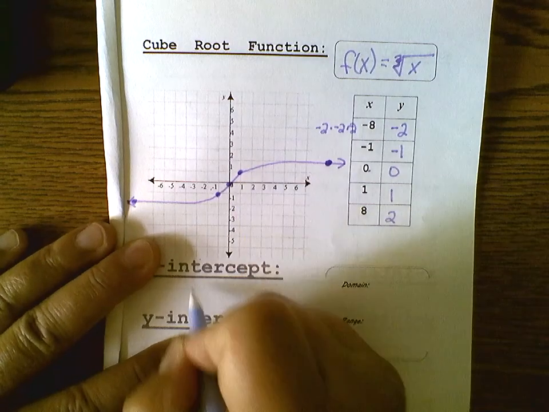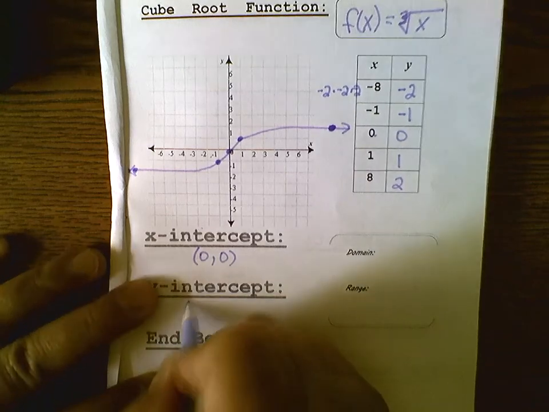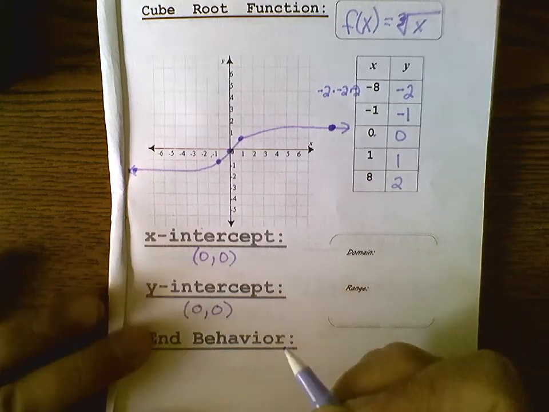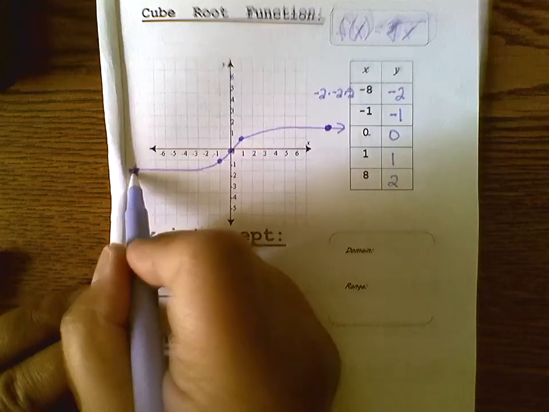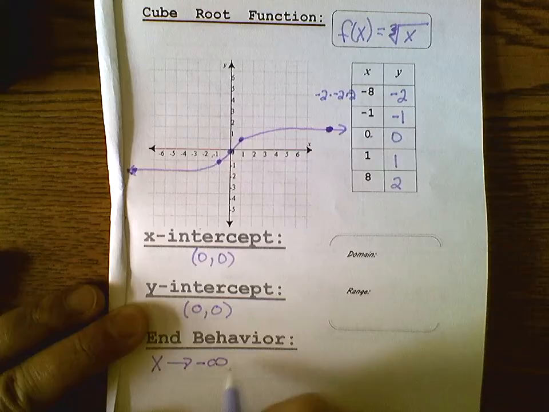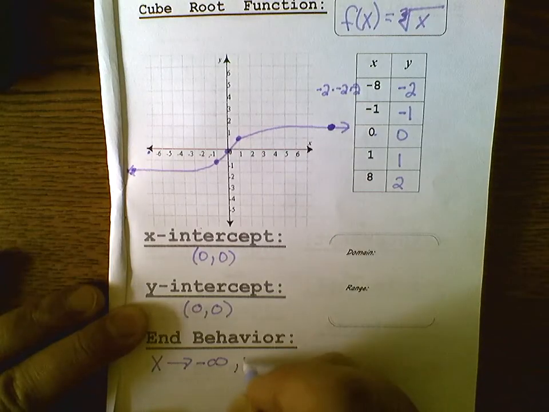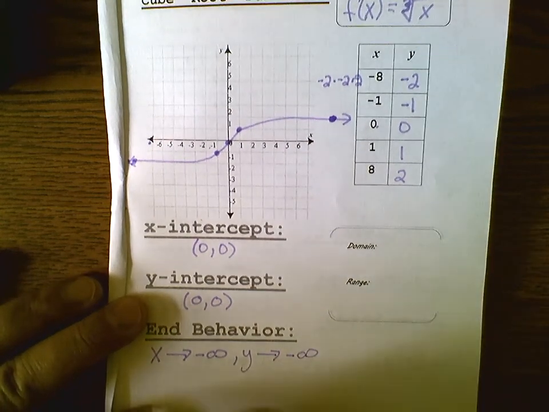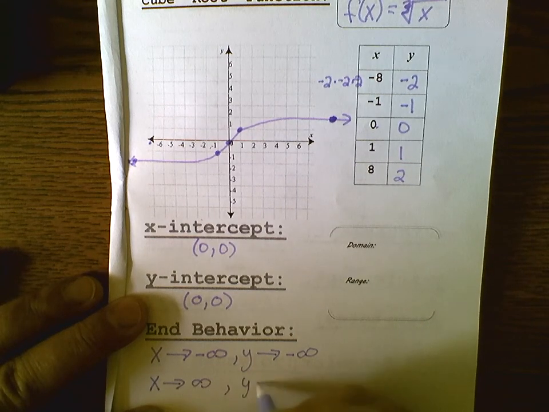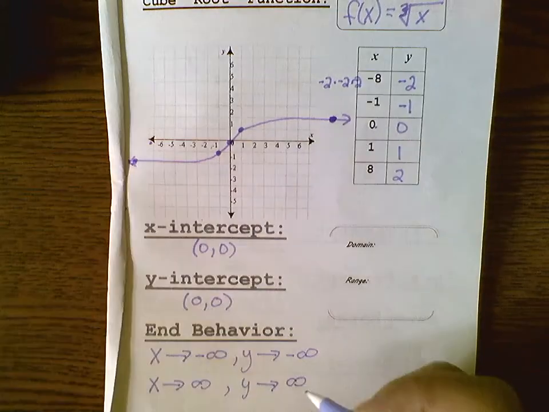So where's our x-intercept? Still at the origin. Y-intercept, still at the origin. And the end behavior, as x goes to the left or in the negative direction, the y is in the negative direction also. And then as x goes in the positive direction, the y goes in the positive direction.